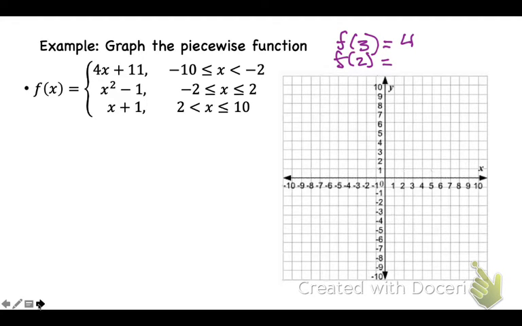So what about f of 2? The middle one. Why is it the middle one and not the bottom? Because it's greater than or equal to -2 and less than or equal to 2. The middle one includes 2, and the bottom one doesn't include 2. So I'd plug in my 2. 2 squared is 4, minus 1 is 3. Do you see how that works?